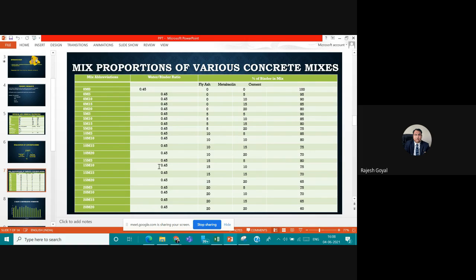So the water-cement ratio was kept very standard at 0.45. You see, these all quantities are shown here. Fly ash 0, metakaolin 0, cement 100%. Likewise, this all was varied. So we can say maximum we replaced 40% of the cement. So here at the last row, it is 60% cement, 20% metakaolin, and 20% fly ash. So maximum replacement was 40%.